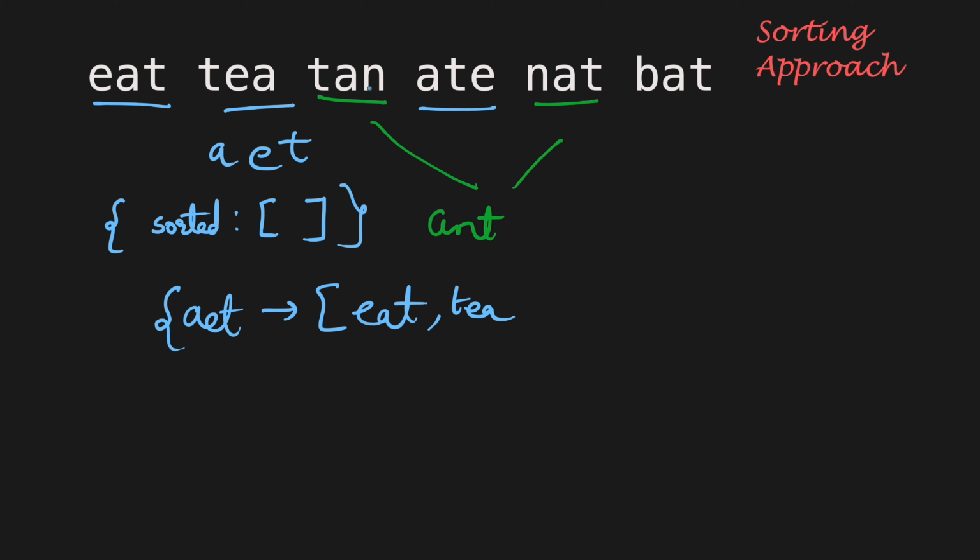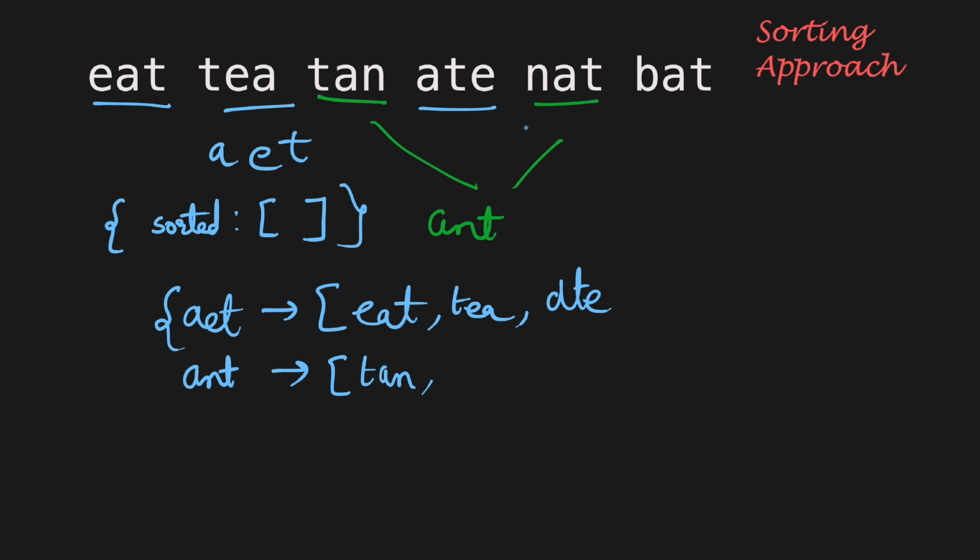Next string we see is tan with the sorted form ant, and since the key ant is not present in the map, we insert it into the map with tan in the value list. Next we process string ate which has sorted form aet. The key aet is already present in the map, so we add ate to the value list.